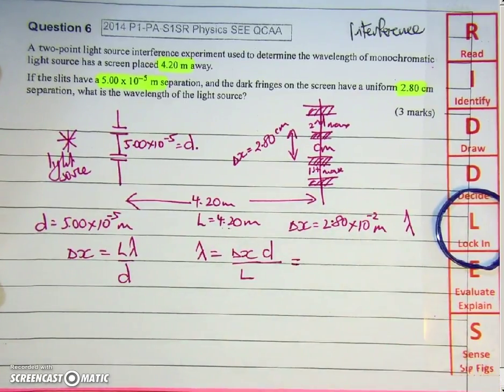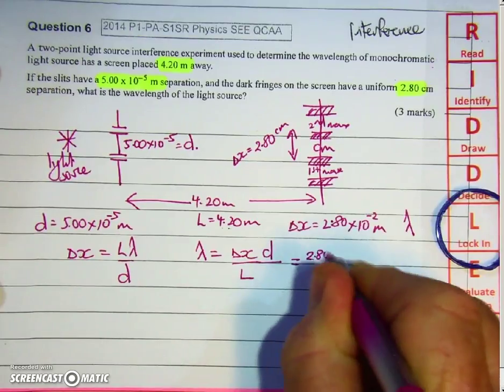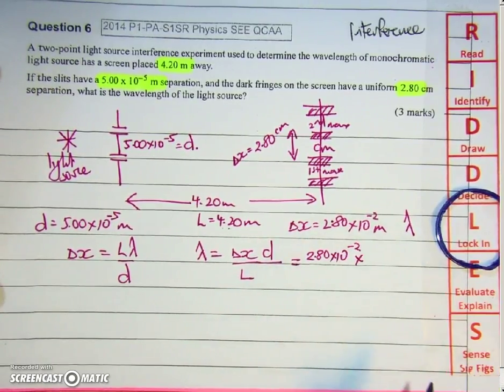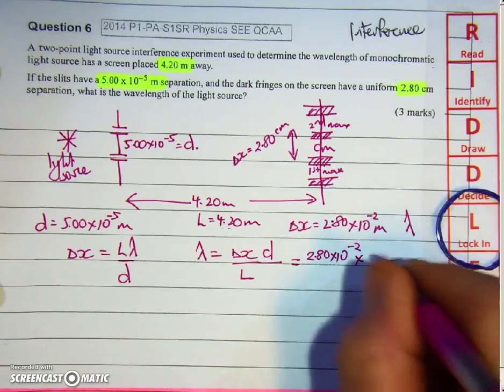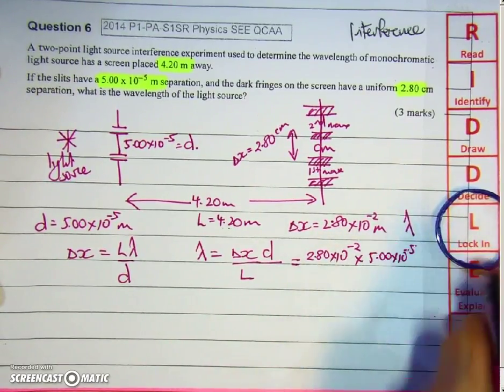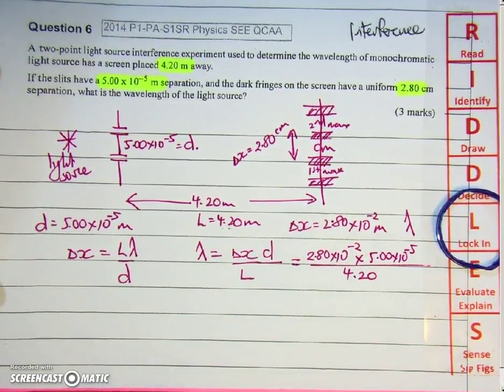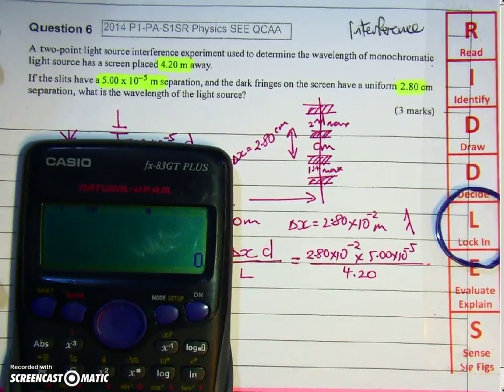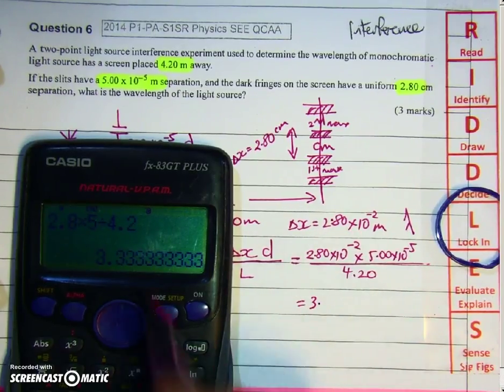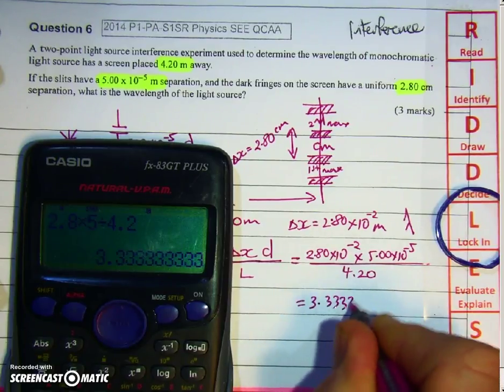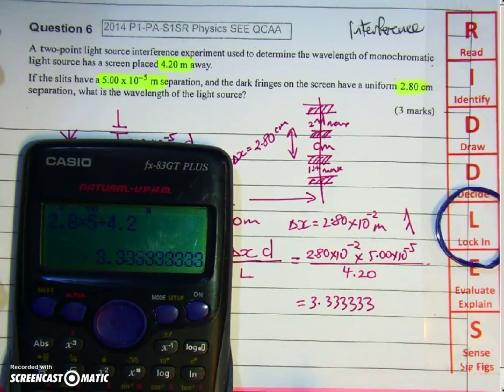Let's put those values in. Delta X, 2.80 by 10 to the negative 2, multiplied by D, 5.00 by 10 to the negative 5, and divided by 4.20. They're all in metres, so we now need to put those values straight into our calculator. 2.8 times 5 divided by 4.2 equals 3.3333 continuous. We need to decide here how many of those threes we're actually going to include, but now let's work out our indices.